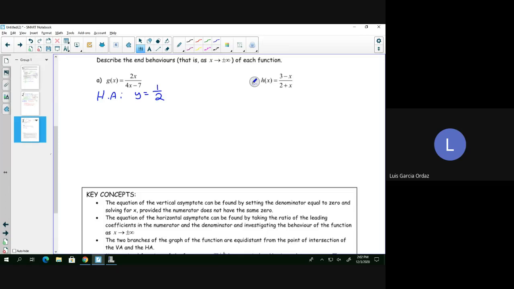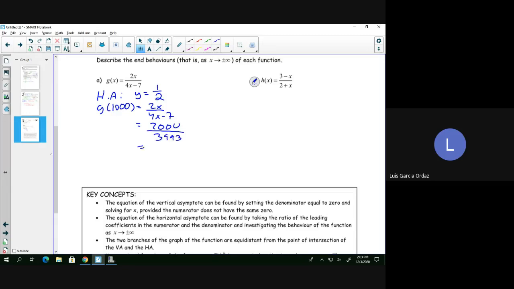Okay, let's take 1,000. So g at 1,000 is equal to 2x over 4x minus 7. The reason we're picking such a high number is to determine whether the graph is going to approach positive or negative infinity. So the higher the number we pick, the better we are to identify if it's positive or negative infinity. Because if we just take a small number, we can't really justify the behavior of the graph going forward.